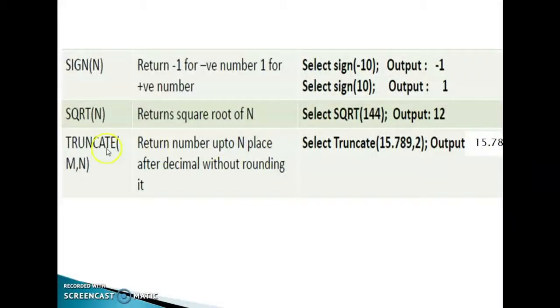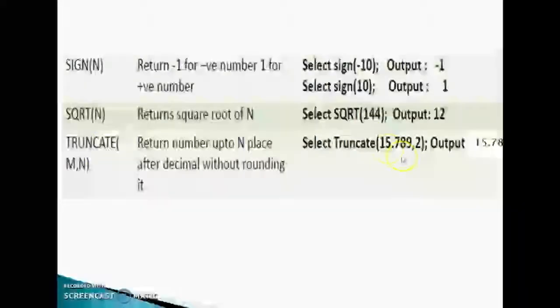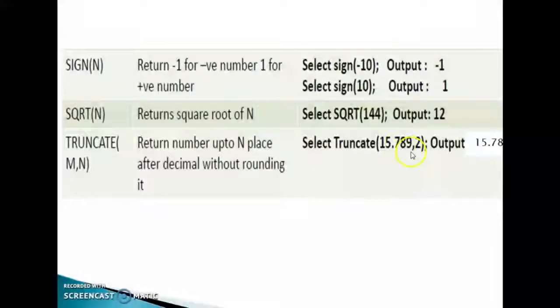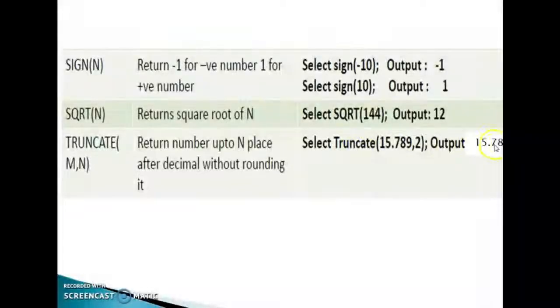Okay, when we are using this round function, ROUND(15.789, 2), we will get the answer as 15.79. But when we are using this truncate function, we will get the answer as 15.78. That is the difference between truncate and round.